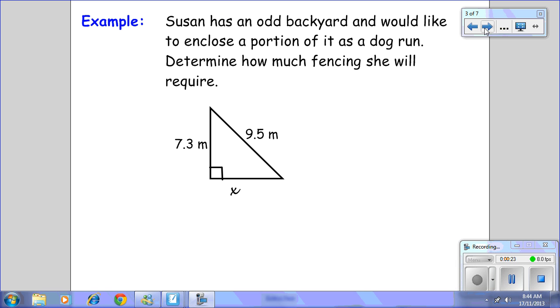Example: Susan has an odd backyard and would like to enclose a portion of it as a dog run. Determine how much fencing she will require. So we can see her fence, and we can see the yard, and we can see that it's a triangular shape. And we need to figure out how much fence she needs.